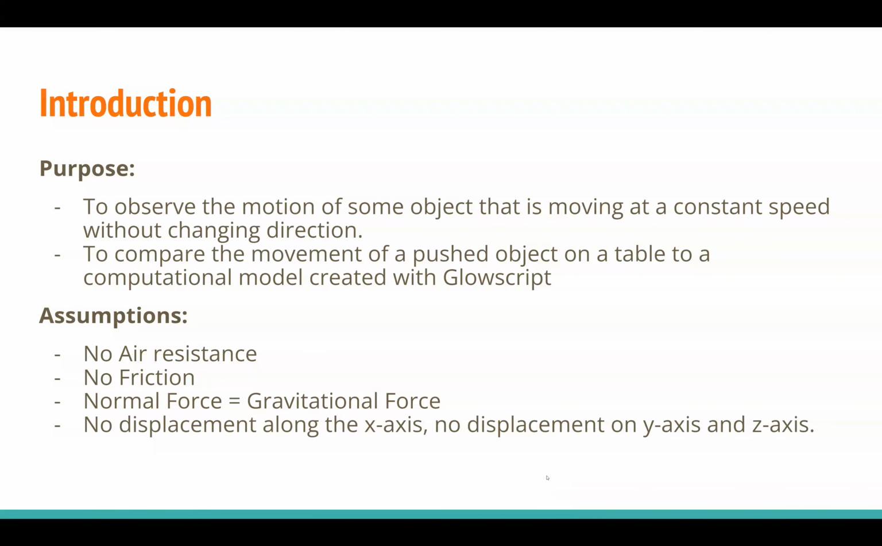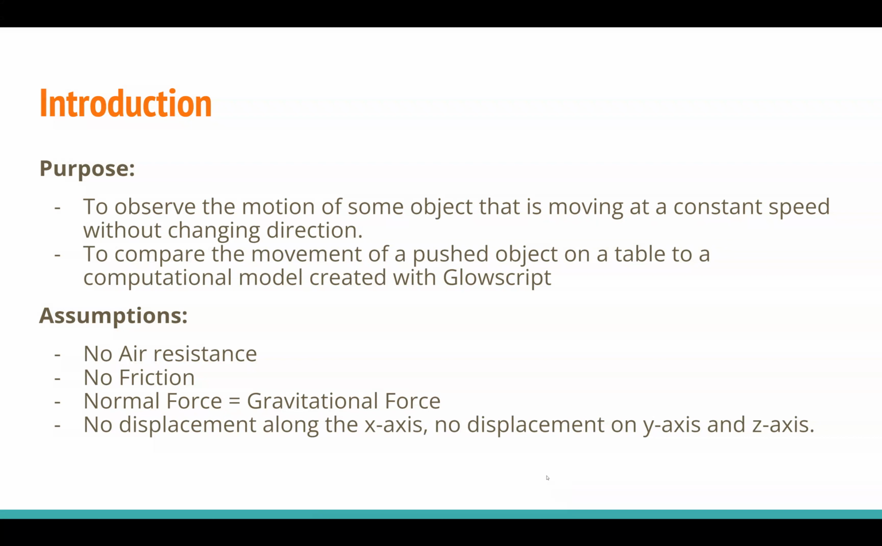So for an introduction, the purpose of this lab is to observe the motion of some object that is moving at a constant speed without changing direction. And we're going to compare the movement of a pushed object on a table to a computational model of that same object created with GlowScript.